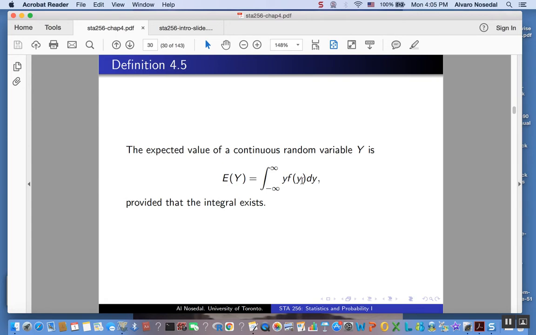Okay, so now instead of a sum, we have an integral from negative infinity to infinity of y times, instead of a PMF, a probability mass function, a PDF, a probability density function. Can you see that it is rather similar to the other one? Okay. So now let me show you a very important theorem.